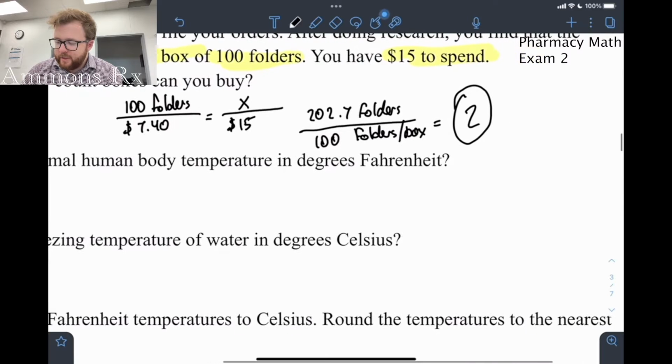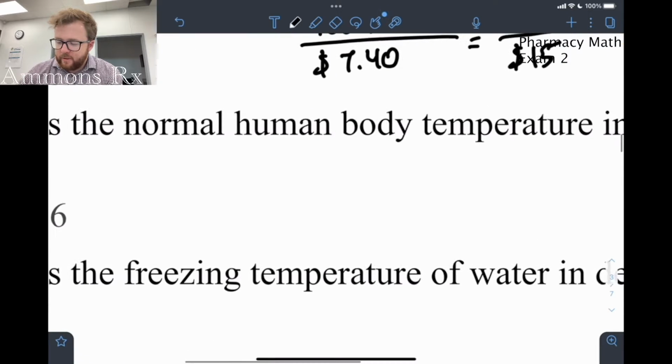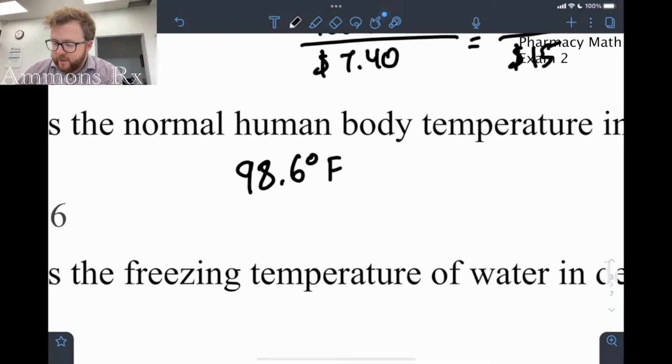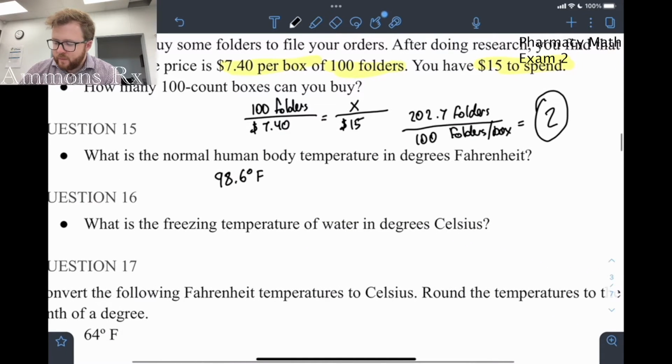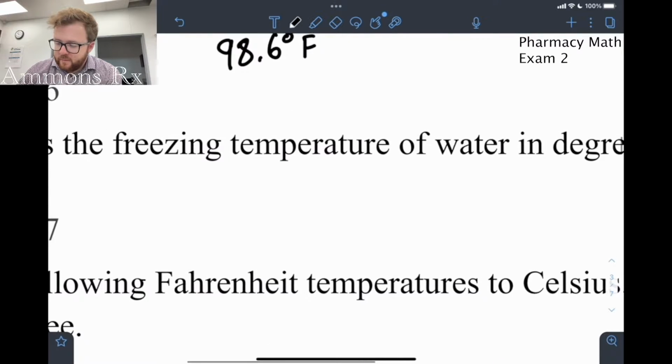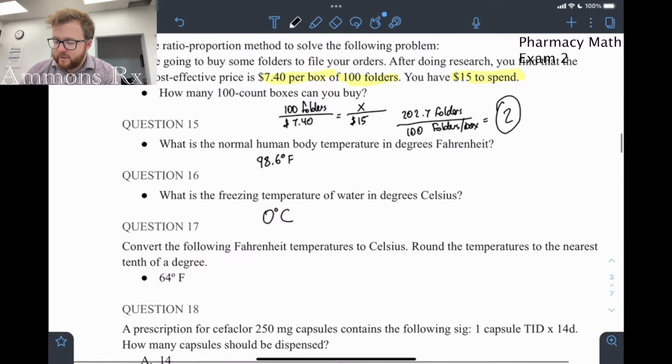Normal body temperature in degrees Fahrenheit. That should also be something that you have memorized. That is going to be 98.6 degrees Fahrenheit. What is the freezing temperature of water in Celsius? Once again, something you should have memorized, but it's very easy to remember. 0 degrees Celsius.